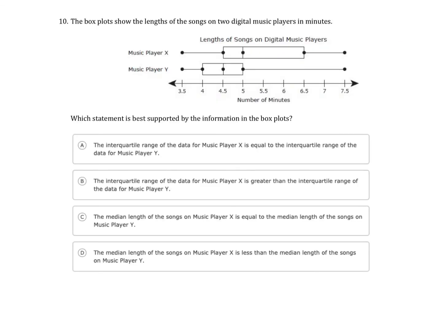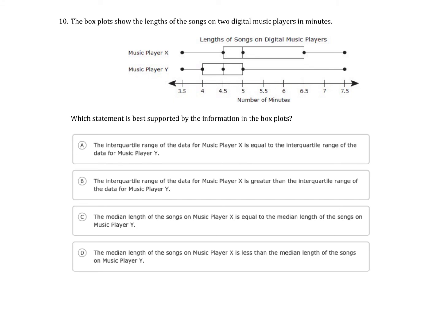Number 10 says the box plots show the lengths of the songs on 2 digital music players in minutes. Which statement is best supported by the information in the box plots? Answer choice A says the IQR or interquartile range of the data for music player X is equal to the IQR of the data for music player Y. So let's figure that out.